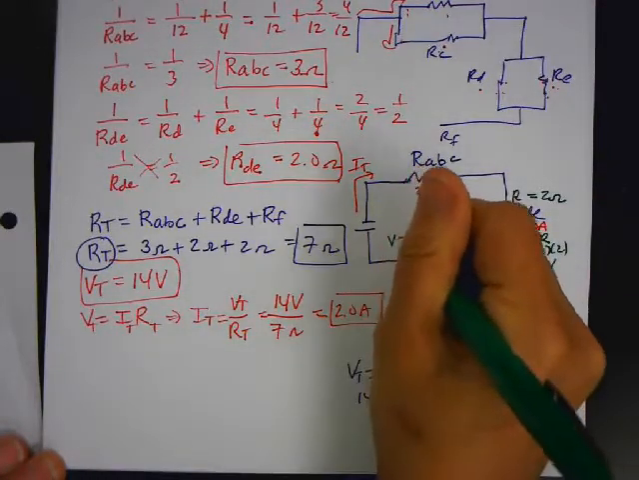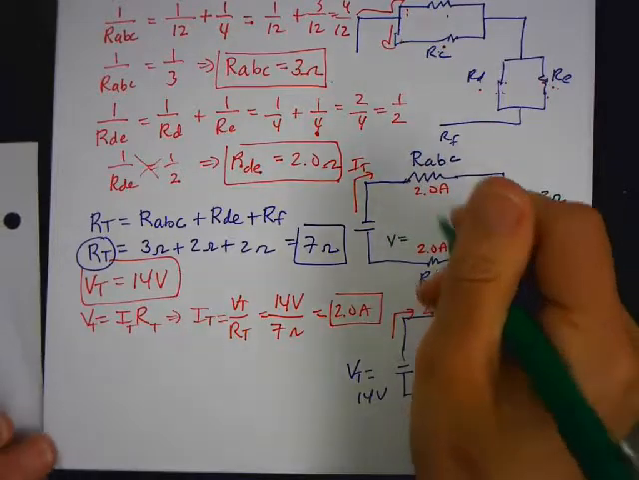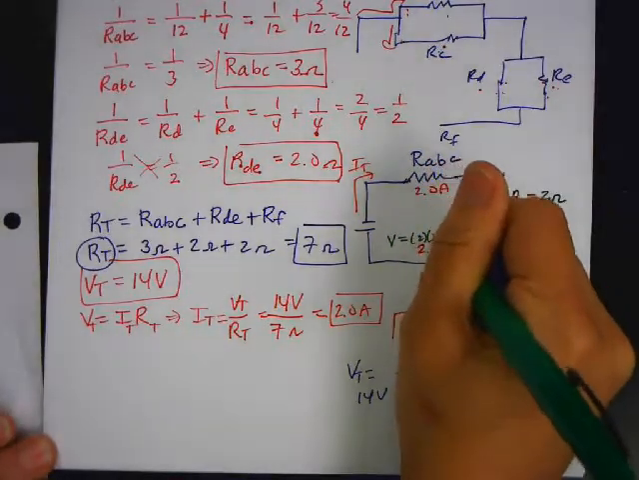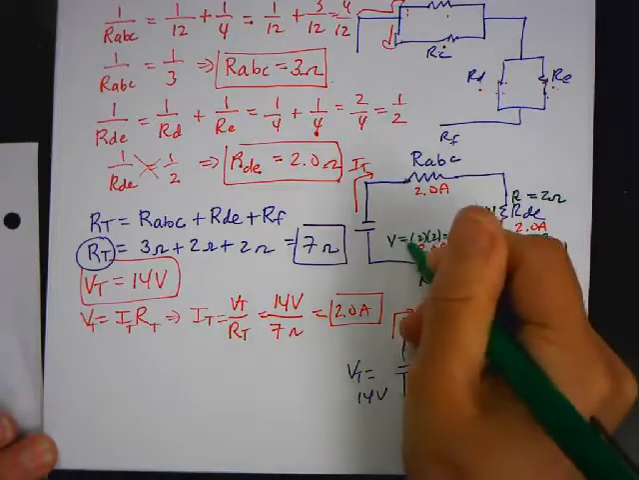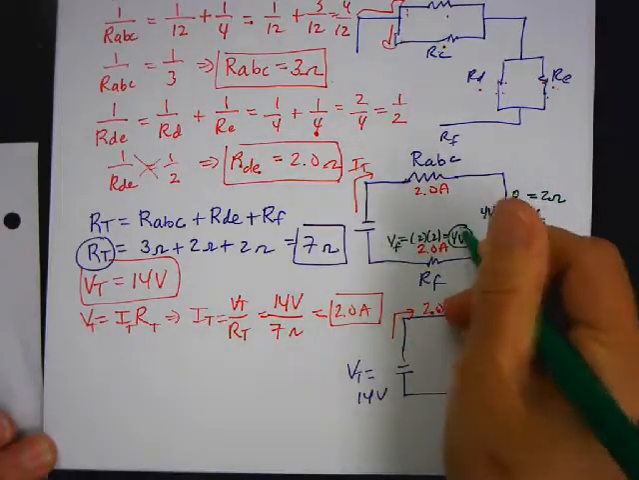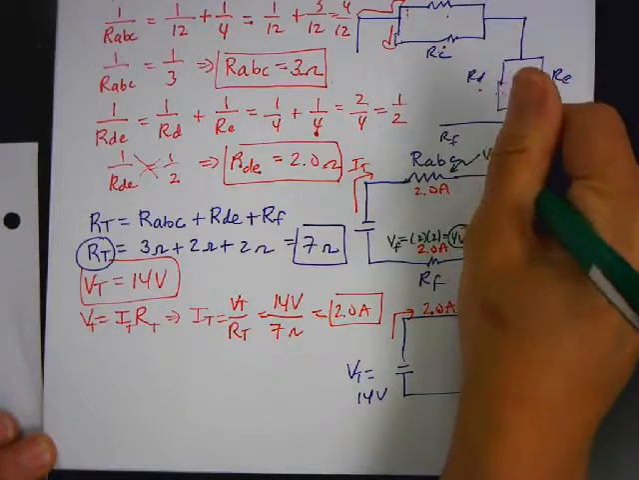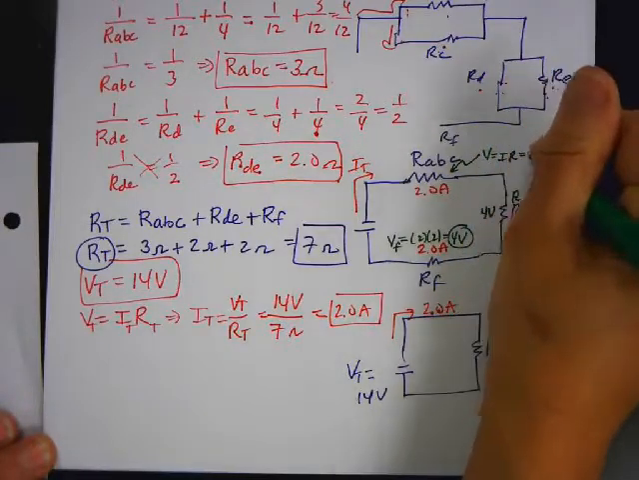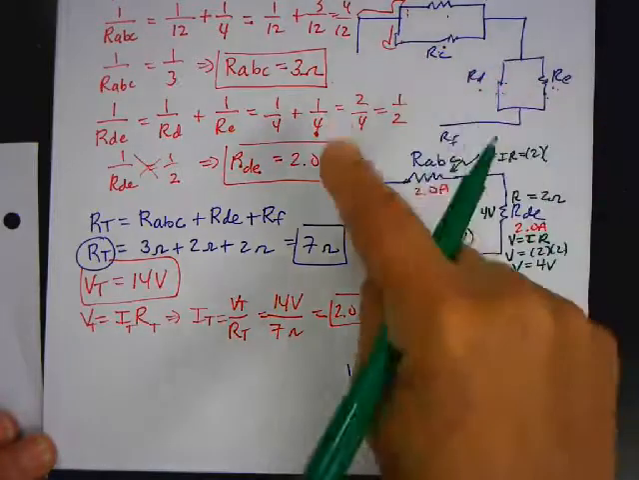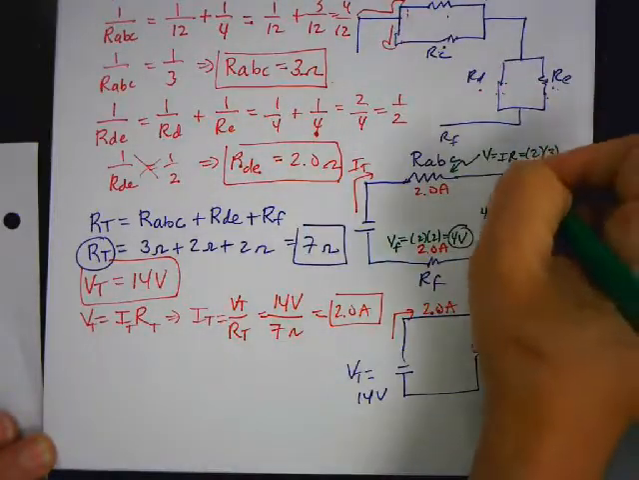This one is also 2. So 2 times 2 is 4 volts. So now I found VF is 4 volts. And the voltage drop across here, V is equal to IR. So it's 2 times 3. This is 6 volts.